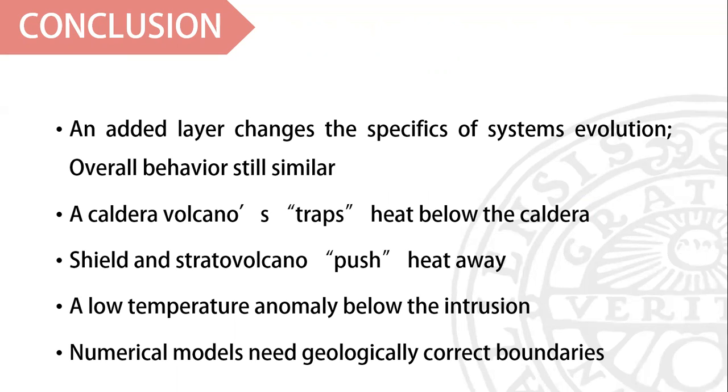And then a caldera volcano traps heat below the caldera, whereas shield and stratovolcano topography push heat away from below the edifice. A low temperature anomaly develops in permeable systems below the intrusion in all models with an added layer.